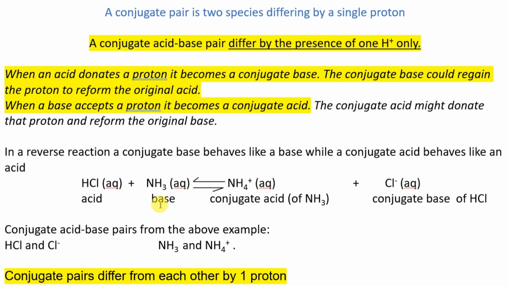NH3, a base, accepting that proton, going to NH4+, and that NH4+ is the conjugate acid. It can go back, donating that H+, which is what makes it an acid, and reform the base. My conjugate acid-base pairs from this example: HCl and Cl-, NH3 and NH4+. Conjugate pairs differ from each other by one proton.